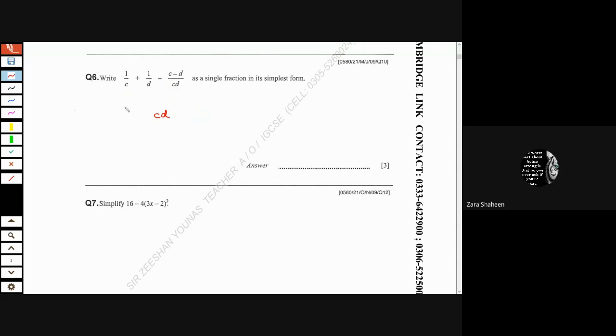Got it? So won't we write square? No. We will write square on what, C or D? No sir, it's 2c, and 2c will not make a whole square.